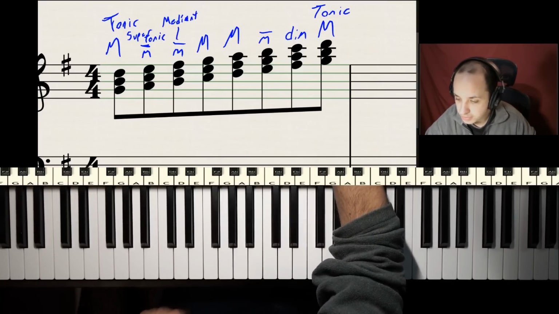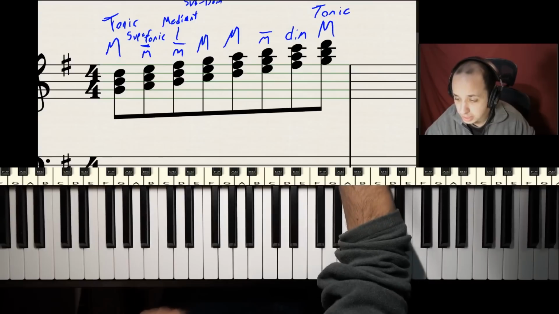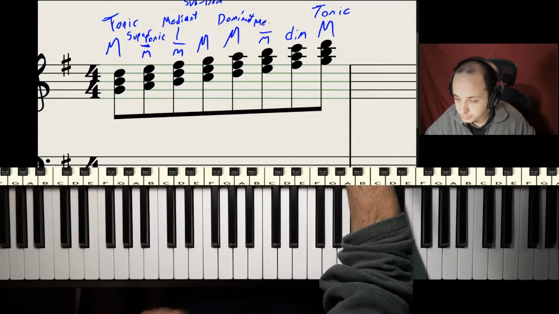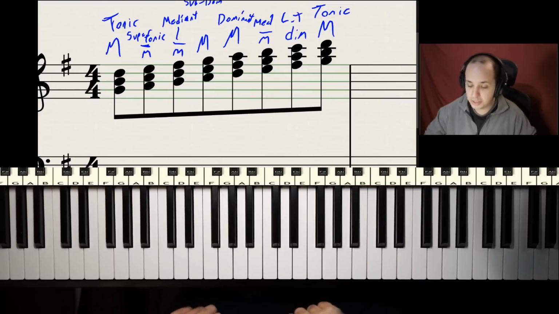Number 4, you have the, not making this up either, subdominant. Just going to write subdom. And then here you have the dominant, which is number 5. You have the mediant, just going to write med. You have the leading tone, going to write LT. Back to the tonic.